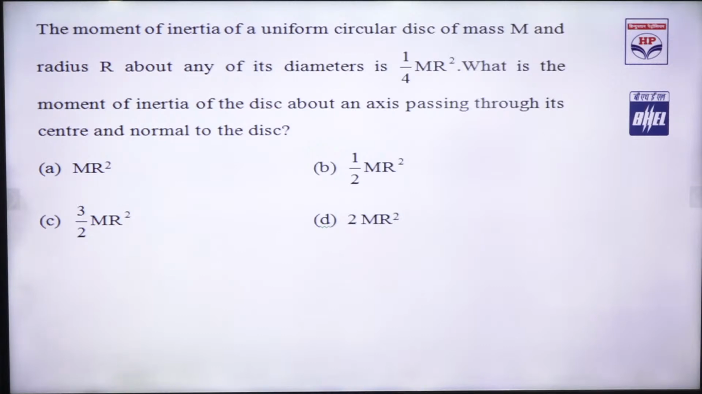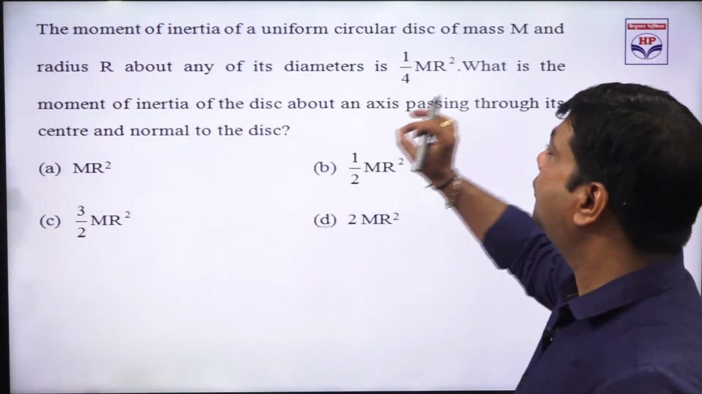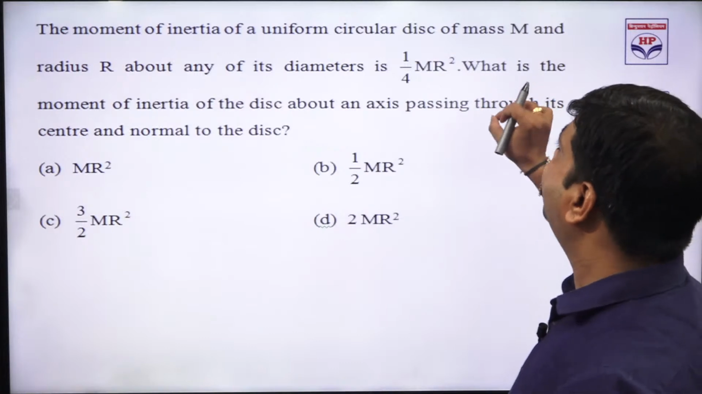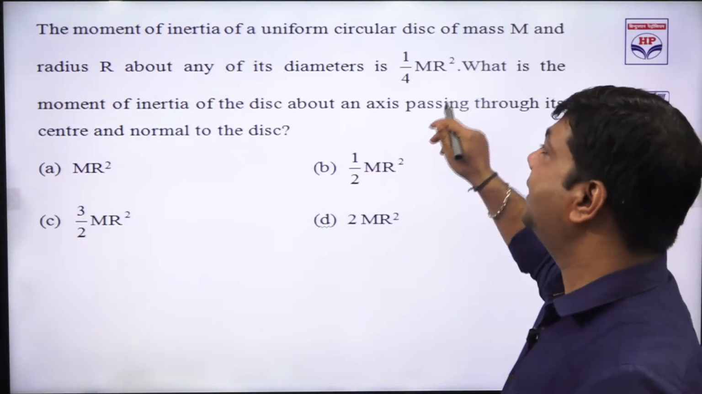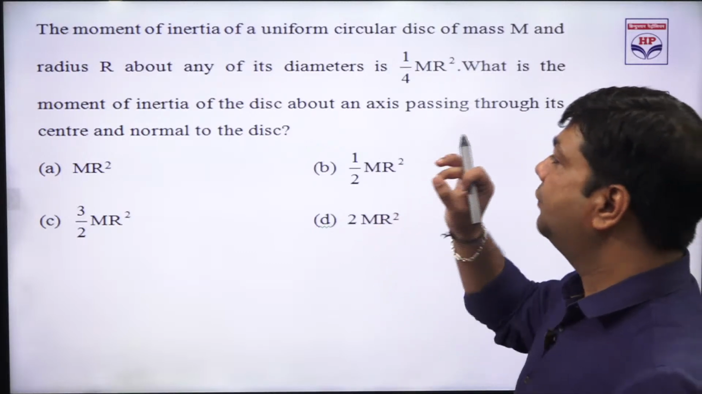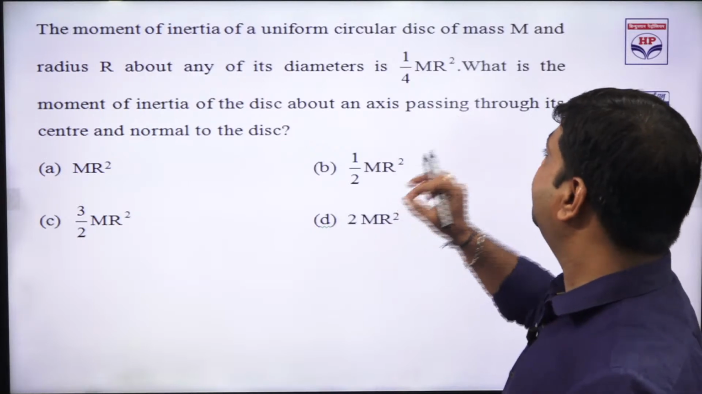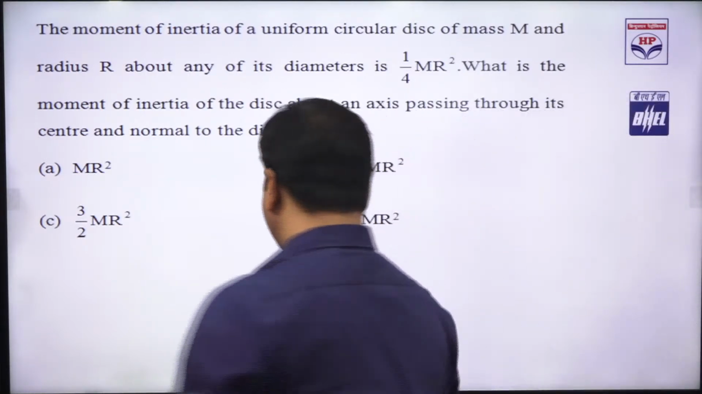Okay, I'm just going to solve, and you solve with me. The question says that the moment of inertia of a uniform circular disk of mass m and radius r about any of its diameters is 1/4 mr². What is the moment of inertia of the disk about an axis passing through its center and normal to the disk? Let us assume this is a disk.